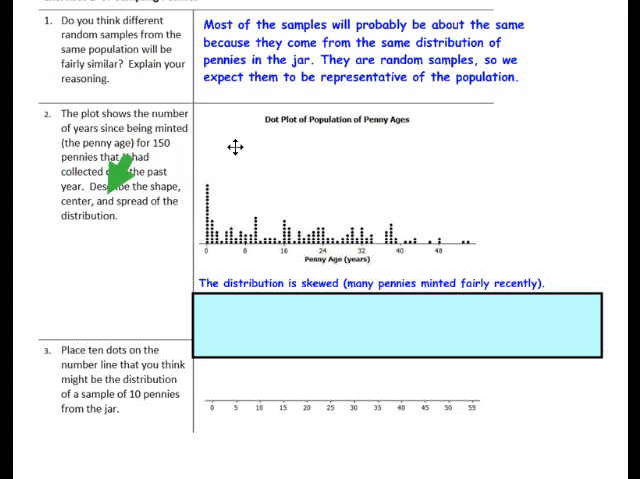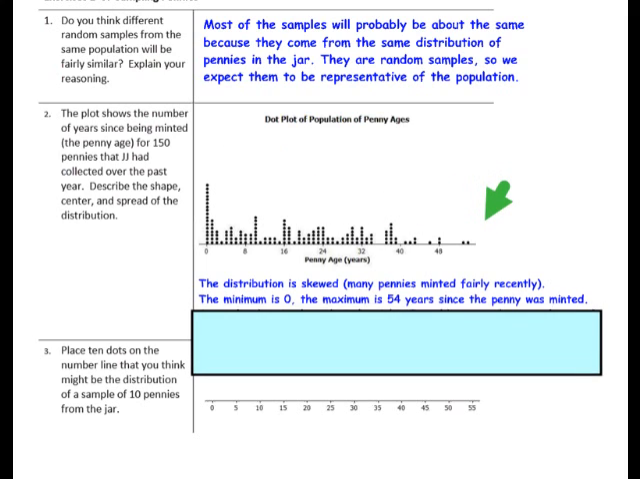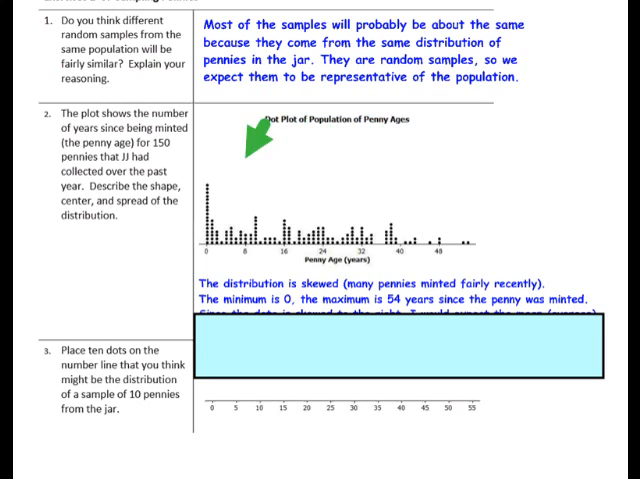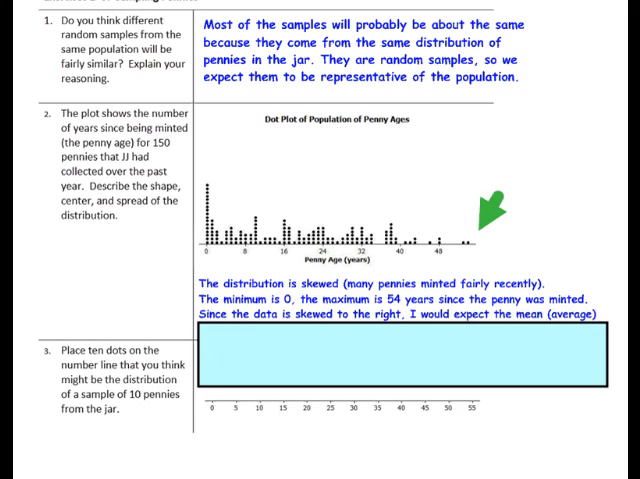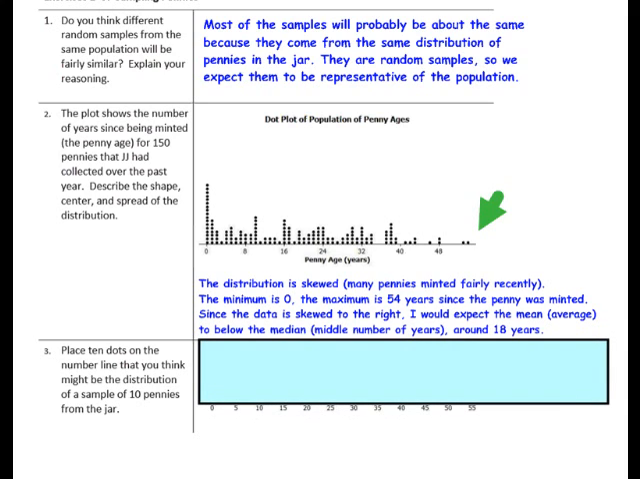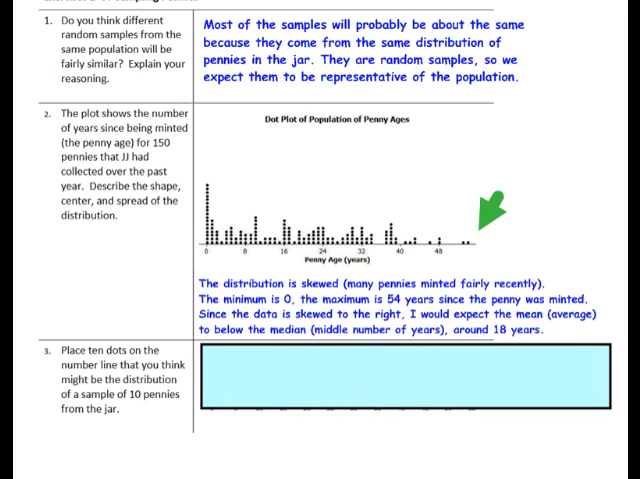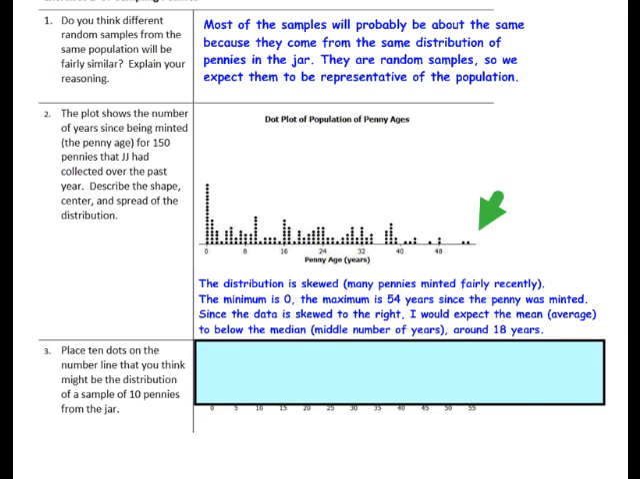So we want to describe the shape, center, and spread of the distribution. The shape is that it is skewed, and notice that we have a lot of the data over on the left side. So we have more pennies that are newer than older. The minimum is 0 years old. The maximum is 54 years old, since the penny was minted. Since the data is skewed to the right, I would expect the mean, or the average, to be below the median, the middle number of years, around 18 years.